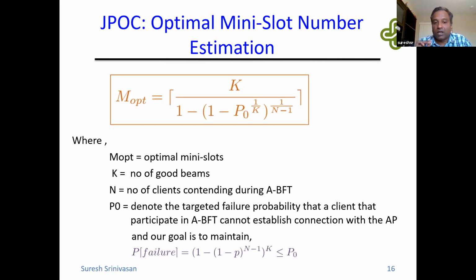Here we assume that the K good beams are evenly distributed across the clients, and the non-good beams do not interfere with the good beams.